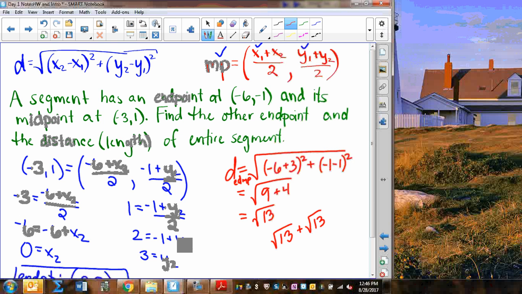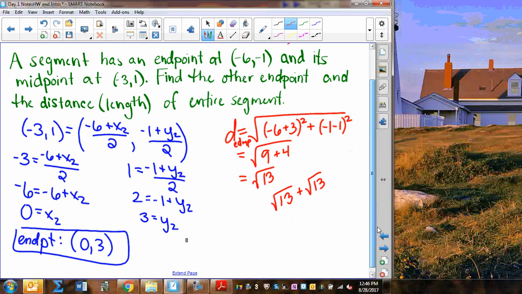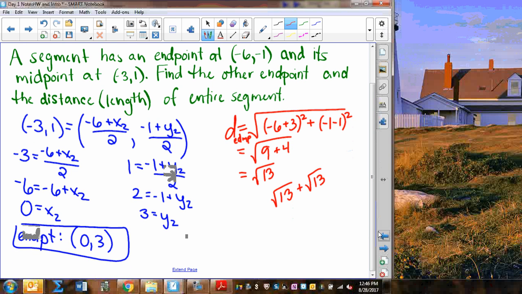Ooh, some variety of answers. All right, raise your hand if you think root 26. Raise your hand if you think 2 root 13. Raise your hand if you think it's something else. Raise your hand if you're ready to go to lunch.